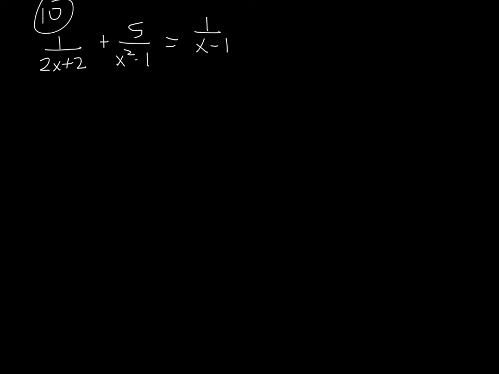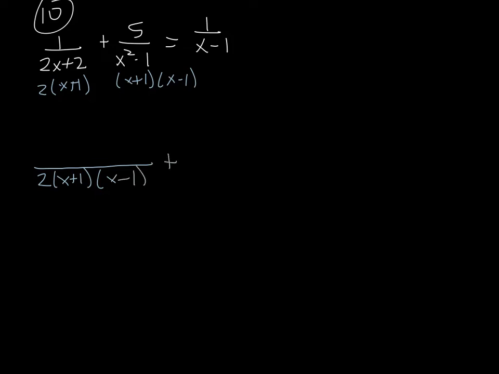I have to make sure that I have a fraction equal fraction, and right now I do not have that. So before I do anything, I'm going to factor this so I can figure out my least common multiple. That's a plus sign, and this becomes x plus 1, x minus 1. So first I have to figure out what my common denominator is.